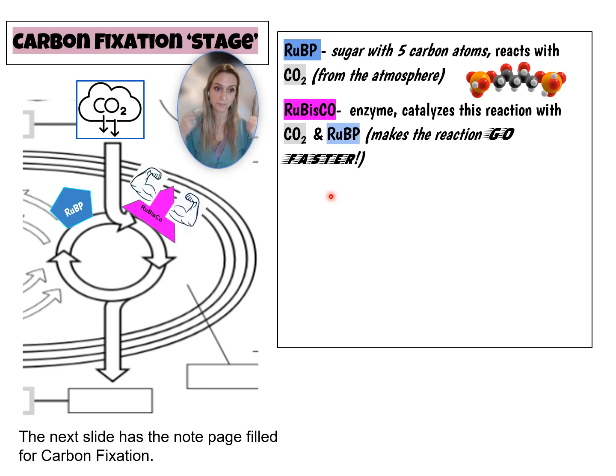So there's our Rubisco. It's an enzyme. It's going to catalyze reactions with CO2 and RUBP. So this stage, honestly, is going to have, I think, the most amount of molecules or players involved in this scenario.